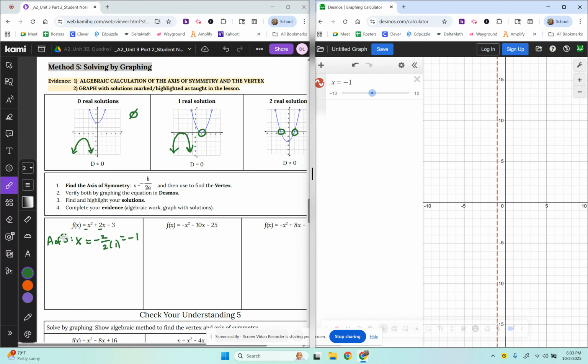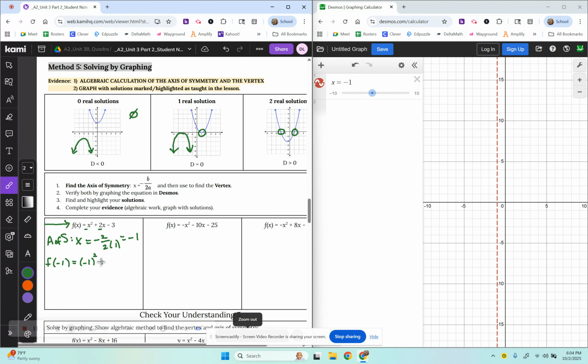Okay, then we can use the axis of symmetry to find the vertex. And the vertex is the lowest point or the highest point, depending on which direction it faces. And we're going to use our original equation with the value of x that we found, because remember your vertex is going to be on your axis of symmetry. So this is going to be f of negative 1, and we're going back to the original equation. Okay, so we have negative 1 squared, I'm just plugging in negative 1 for my x's, plus 2 times the negative 1 minus 3, and then we can start to simplify.